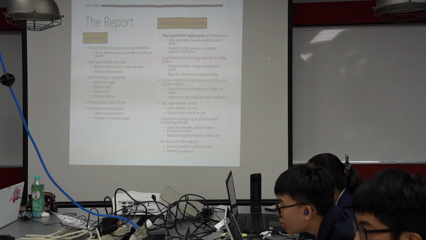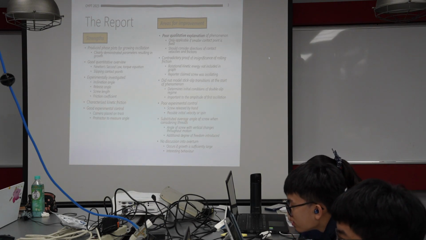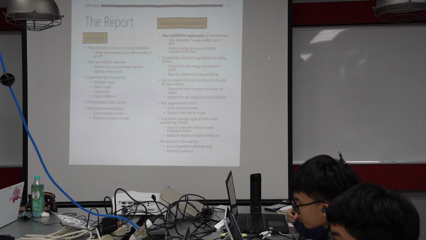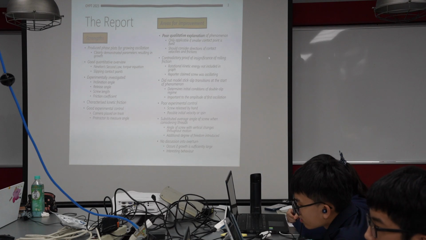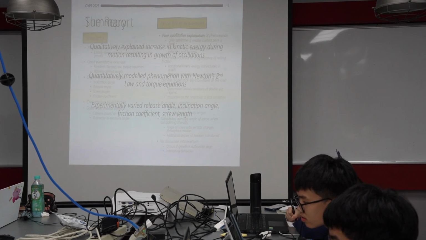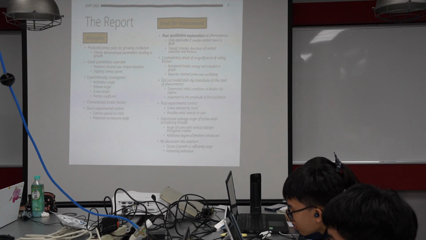Firstly, he has produced the phase plots for the growing oscillations, and this has clearly demonstrated the parameters resulting in the growth. For example, he has varied the friction coefficient and showed that it increases the required ramp angle for the screws to begin oscillating. Furthermore, he has quite a good quantitative overview using both Newton's second law and the torque equation to model this phenomenon. And he has also considered that both contact points are slipping.